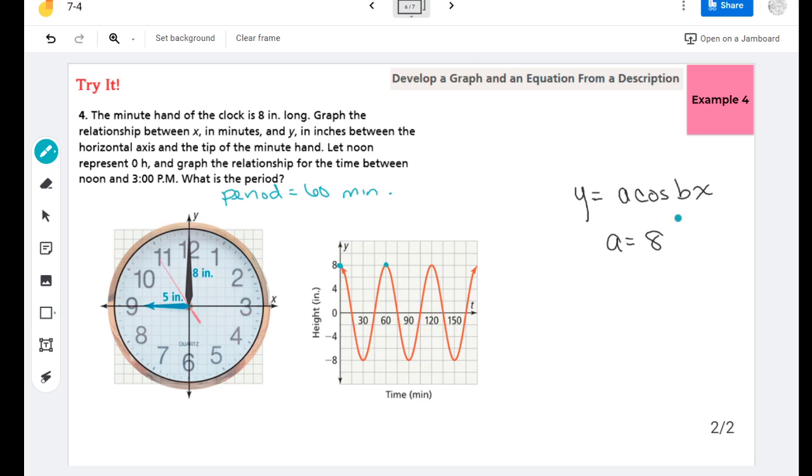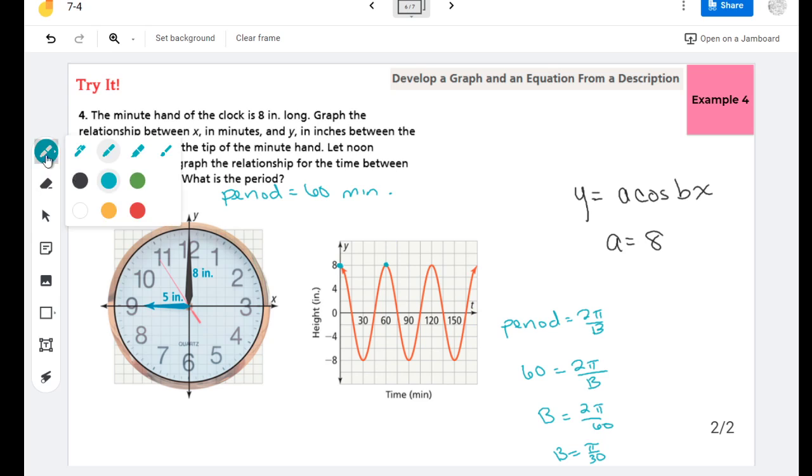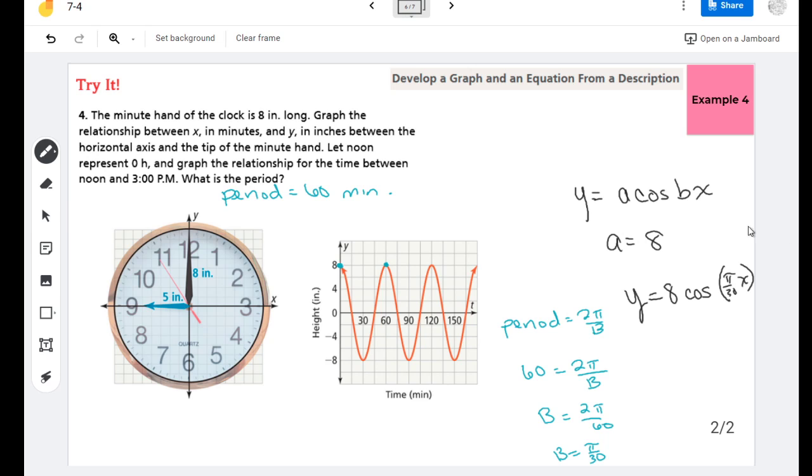But I want the equation. So remember, the period equation says period equals 2 pi over b. So we need to find b. So I'm going to say that 60 equals 2 pi over b. So b equals 2 pi over 60. So my b value here is pi over 30. So if I want to write out the equation, I would say y equals 8 times the cosine of pi over 30 x. So there we have it, guys.